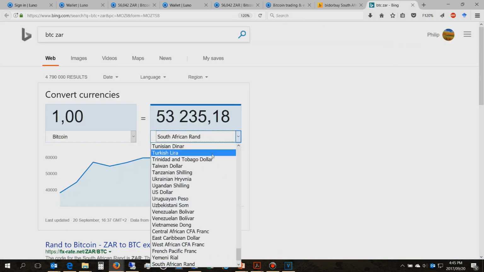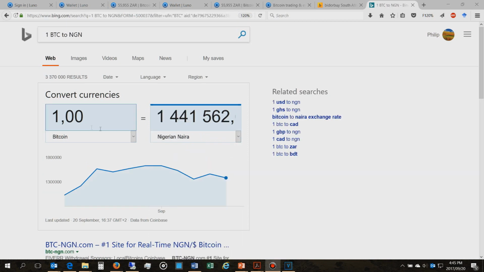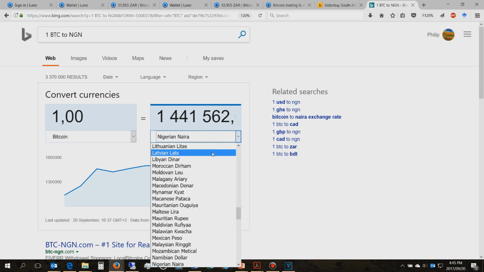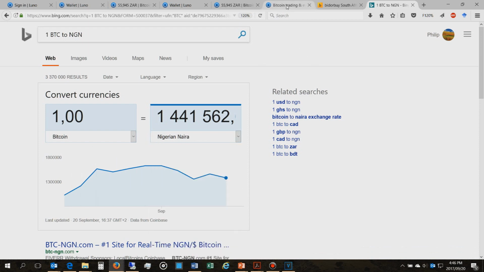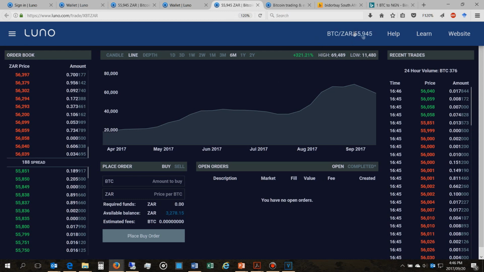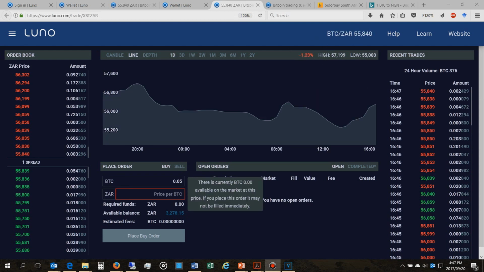For example, if you happen to be in Nigeria, you can see the cost of one Bitcoin in your currency of Naira. And if you're in US dollars, you can also see it in terms of US dollars. You can do this and have a look. So just to be clear, this isn't the cheapest price.